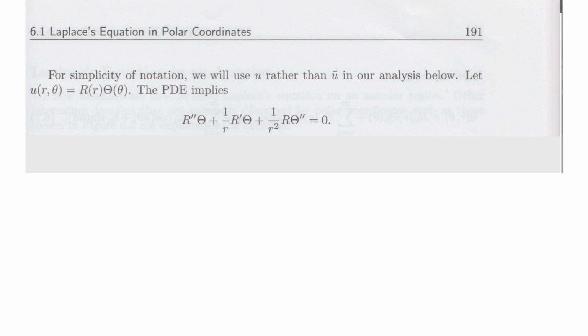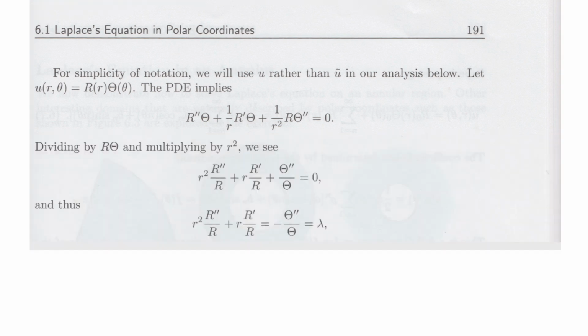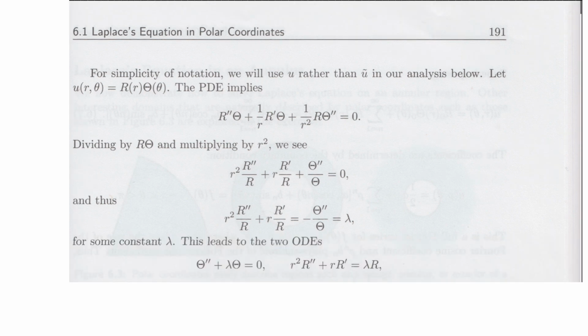So if we make the separation u of r theta equals R of r times Theta of theta and substitute it into the PDE, we arrive at this equation. Dividing through by R Theta and eliminating the term r squared, we end up with the equation at the bottom of the screen. We have a function of r only on the left, a function of theta only in the middle, and so both sides must be constant, set equal to lambda. This leads to two ODEs. There they are: theta double prime plus lambda theta equals 0, and the one on the right is a Cauchy-Euler equation.